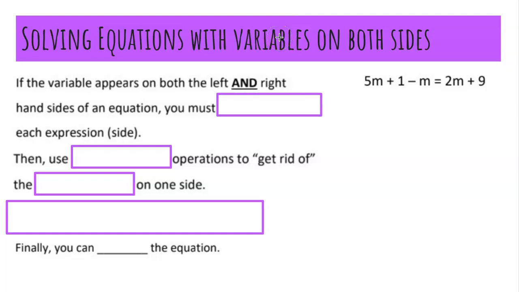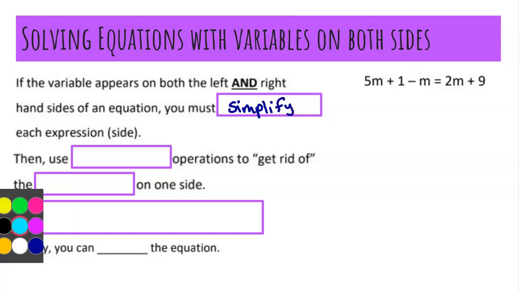Alright, so if we look at this example here, you see how we have m on the left side? We actually have it multiple times. We have m on the left side and m on the right side of our equal sign here. Because of that, we have to handle it kind of in a different way. So the first thing is we need to simplify each side of the equation, which remember is called an expression.